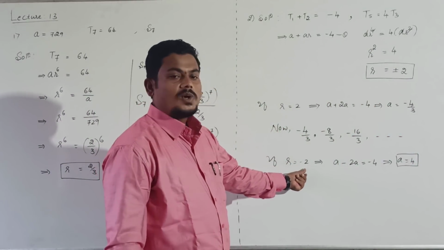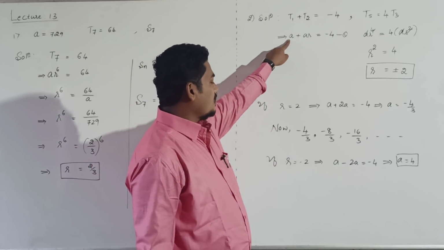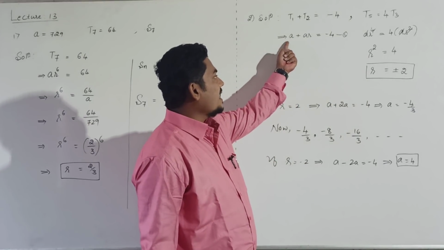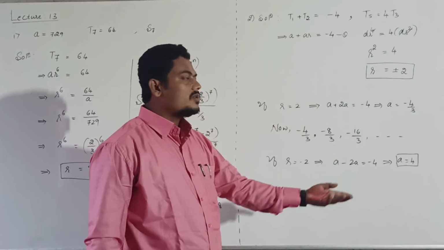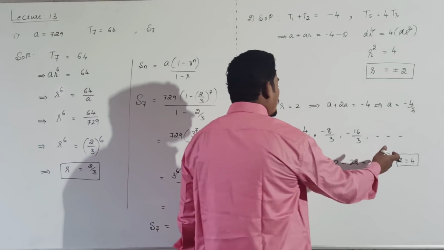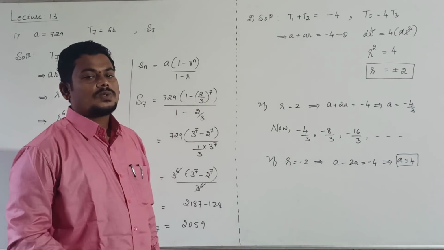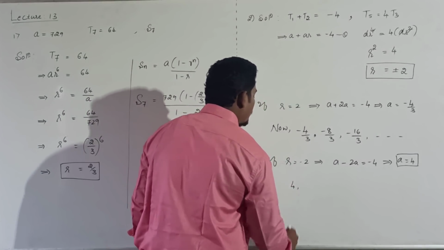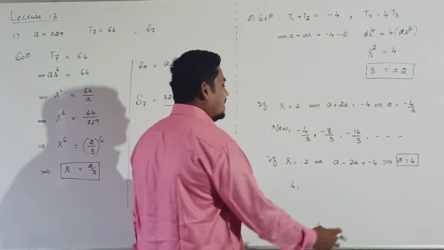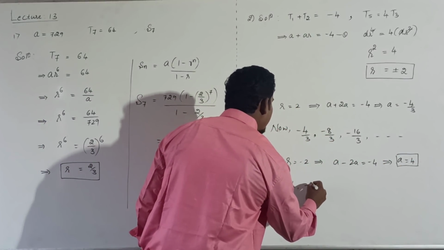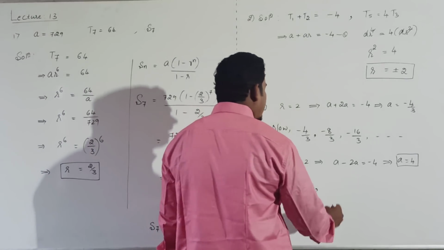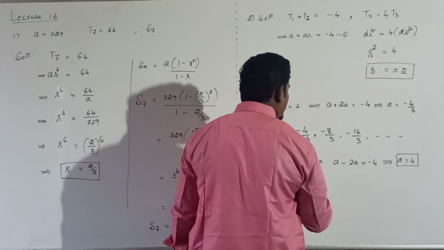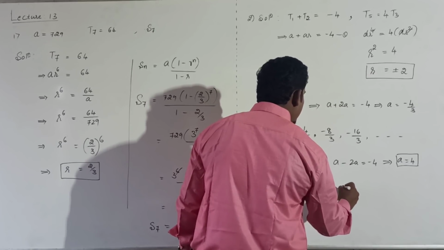R is equal to minus 2. Put R equal to minus 2 in equation number 1. A as it is, plus A into minus 2 means minus 2A. A minus 2A is equal to minus 4 means minus A equals minus 4. Then A equals 4. If A value is 4 and R value is minus 2, then what is the GP? Now write A, 4. Next A into R, that is minus 8. Next A into R square, R square is 4, A value 4, that is 16, and so on.